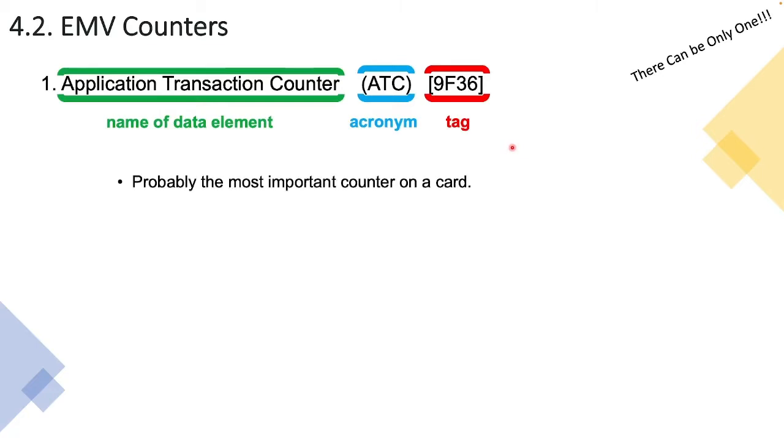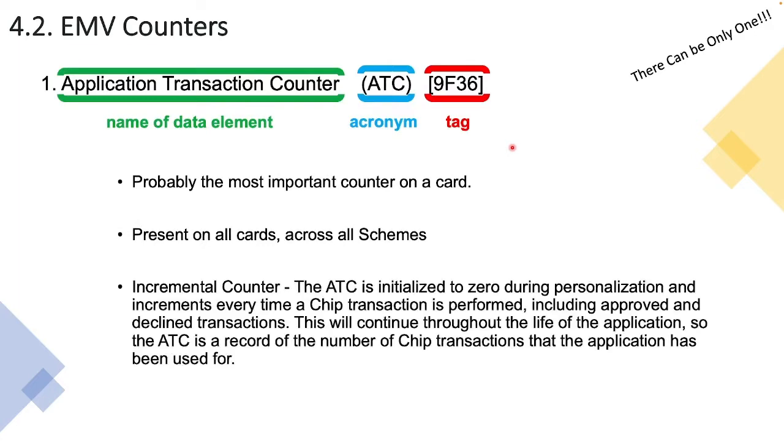As I said, this is probably the most important counter on the card. It is present on all cards across all schemes and standards. Your ATC is an incremental counter. The ATC is initialized to 0 during personalization, and it increments every time a chip transaction is performed. And this includes approved and declined transactions. This incrementation will continue throughout the life of the application. So the ATC is basically a record of the number of chip transactions that the application has been used for, and it tracks it across the entire lifetime of the card.